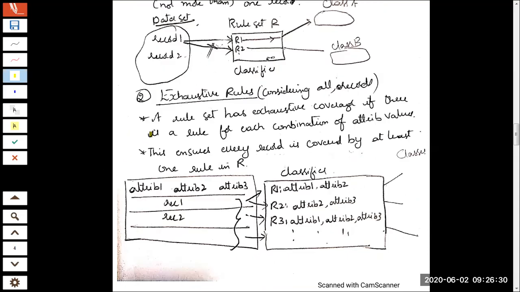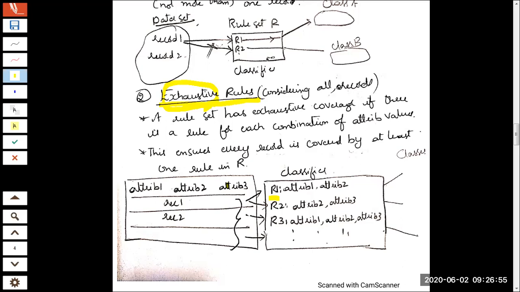Next, we saw exhaustive rules. Exhaustive means what? You're aware of this term, exhaustive. Exhaustive means try to cover as much as possible. Be comprehensive. That is the general English meaning. In this context, what does exhaustive rule mean? Exhaustive rule means your rules should cover as many attributes as possible, and no attribute should be left out.